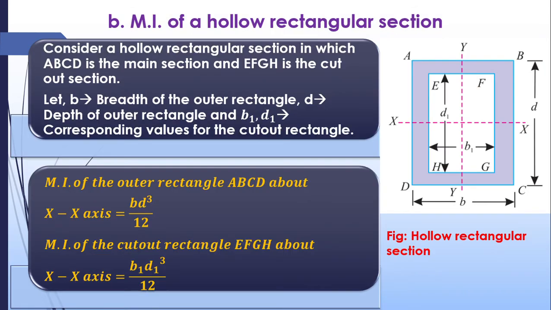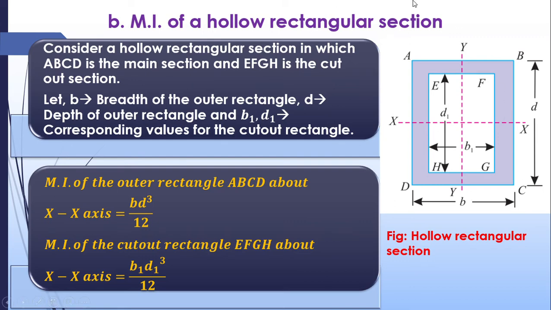Now for a hollow rectangular section. This is a hollow rectangle: there is an outer rectangle and inside that there is another rectangle. You have to find the moment of inertia of this hollow rectangular section. For that, you find it first for the entire outer rectangle, then for the inside rectangle, and subtract the moment of inertia of the smaller rectangle from the larger rectangle. That is what you have to do.